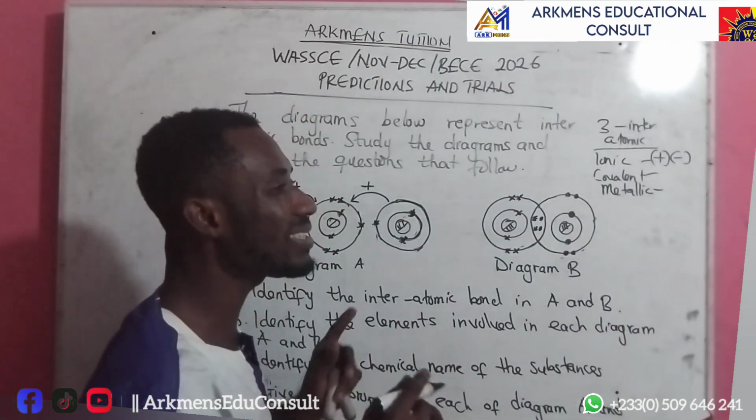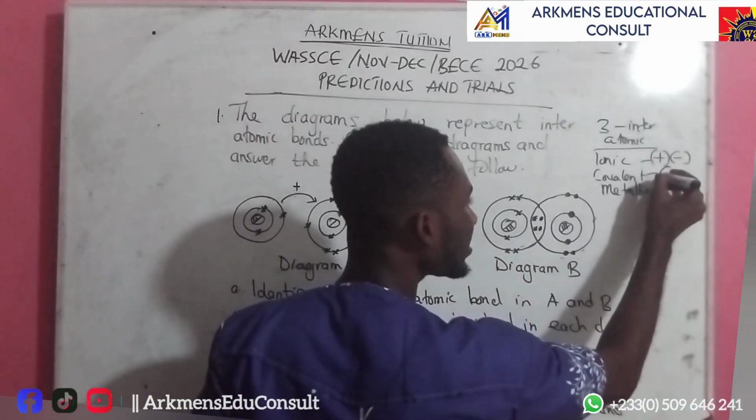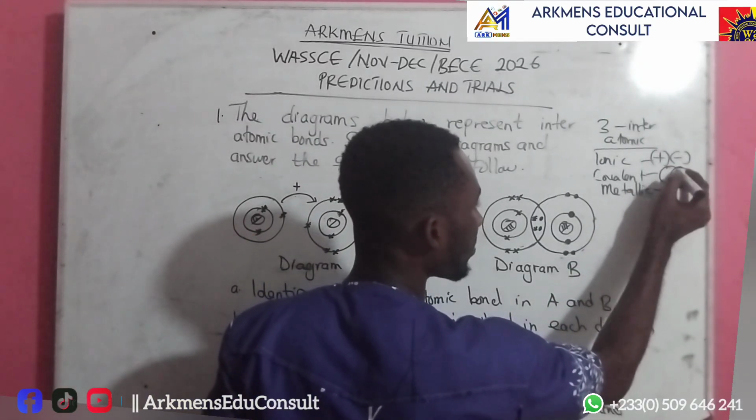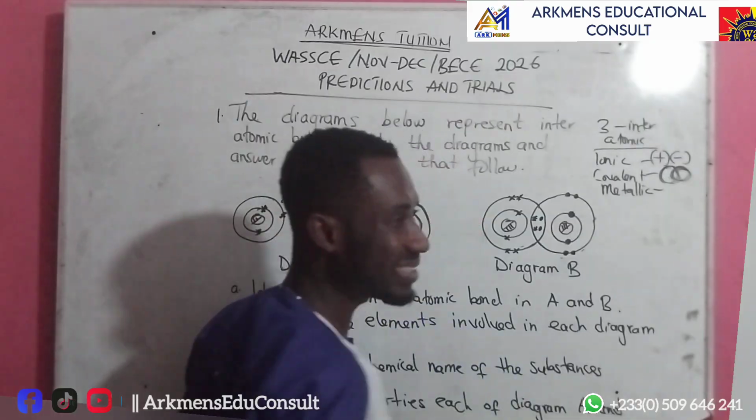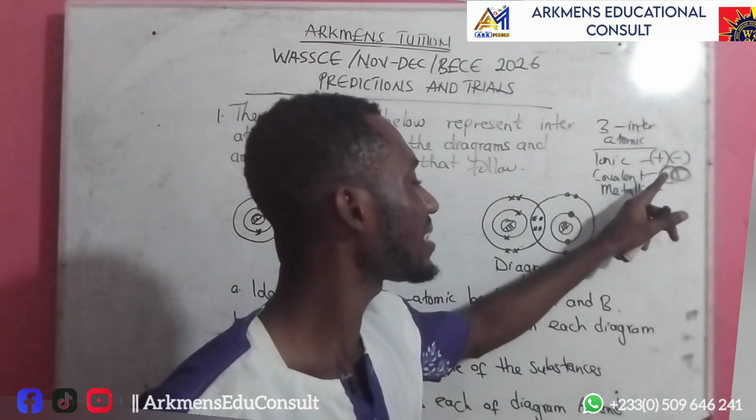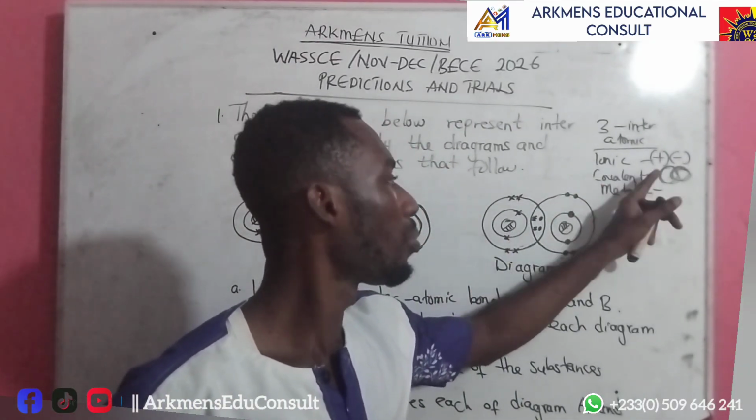Covalent, you don't see any sign. You also always see something like a Venn diagram. This is how we draw a Venn diagram: 2 circles and they are meeting. That should tell you easily that they are covalent bond.